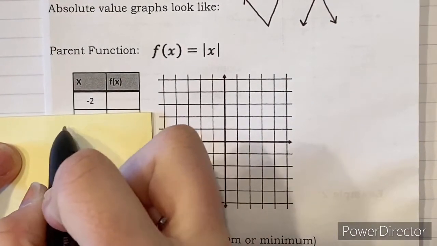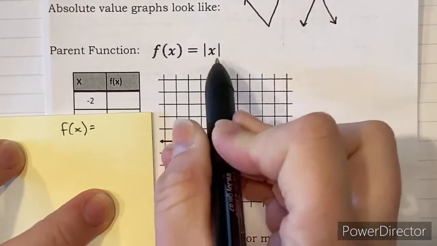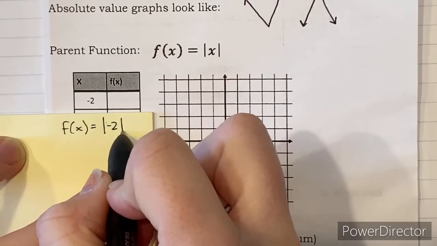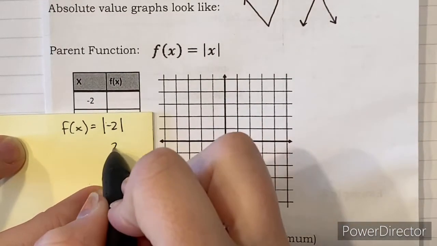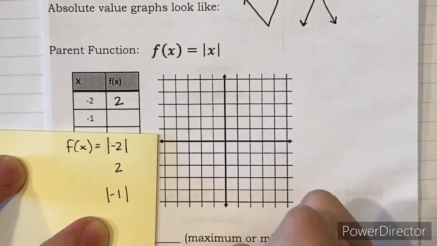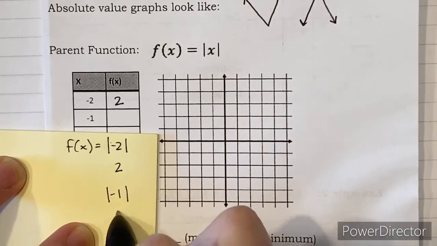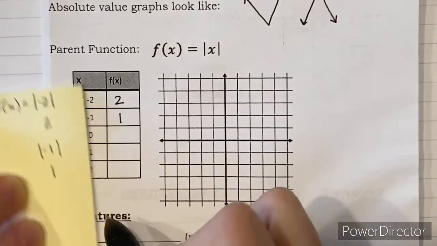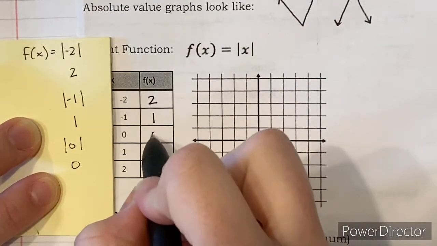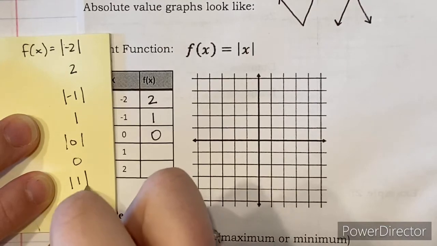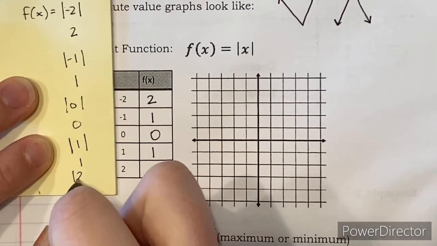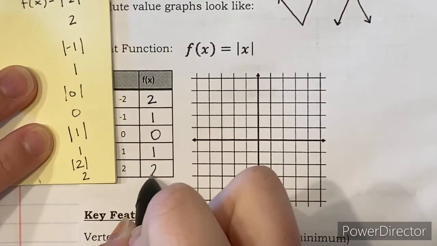So if we have f of x equal to the absolute value of x, instead of using that x, I'm going to plug in a -2. The absolute value of -2 is +2. Then I'm going to do the same thing with -1. The absolute value of -1 is +1. Do the same thing with 0. The absolute value of 0 is just 0. The absolute value of +1 is 1. And the absolute value of +2 is +2.